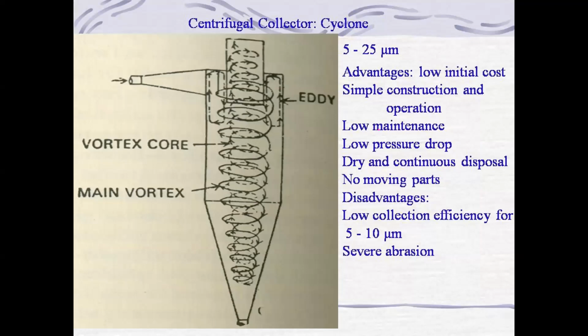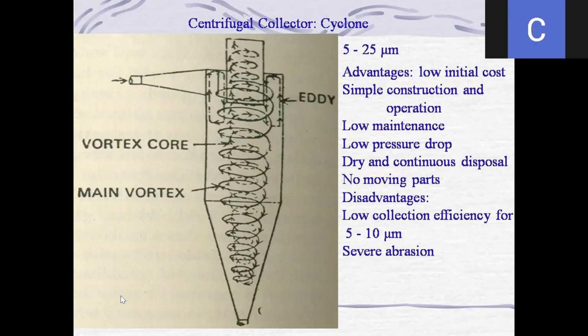Now the next one is the centrifugal collector, usually called the cyclone separator. This equipment is also applicable for dry air. Remember that this equipment is also applicable for dry air. It is a very interesting equipment, and its function is very interesting. So here you can see it is an inlet.